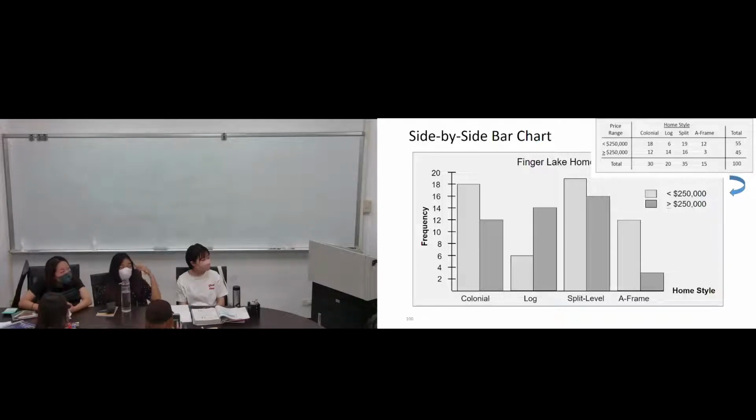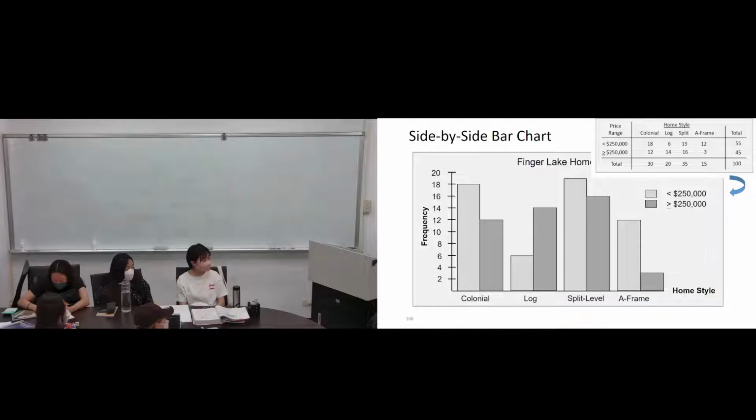On the horizontal axis, we show the home style: 4 home styles, colonial, log, split level, and A-frame. On the vertical axis, we just show the frequency. The light gray bar represents the homes that are priced below $250,000, and the dark bar represents homes that are priced above $250,000.